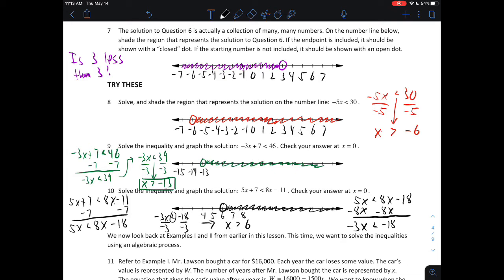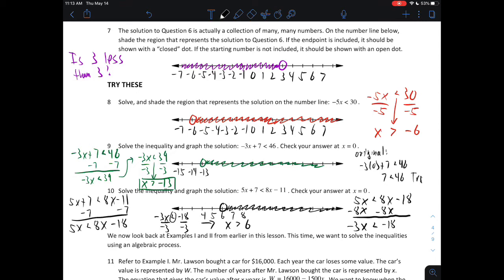Now before we move on, I want to take a look at one direction that was given in both numbers 9 and 10. They say check your answer at x equals 0. What this means is think about if x was 0 in the original inequality. So in the original inequality, if I plugged in 0, I'd have negative 3 times 0 plus 7 is less than 46, which just leaves me with 7 is less than 46. Is that true? It is true.